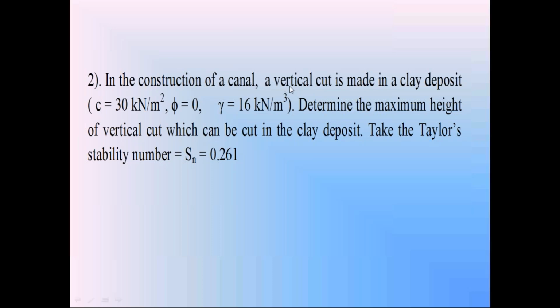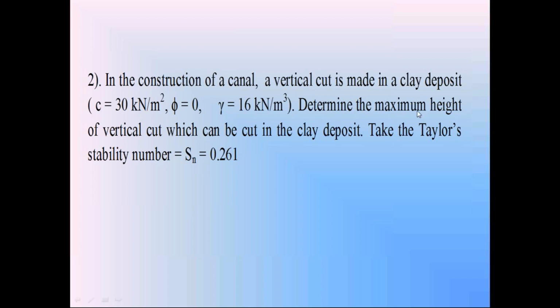In the construction of the canal, a vertical cut is made in a clay deposit. So the canal is excavated in the clay deposit. The sides of the canal are not sloping sides; they are vertical sides, that is a vertical cut made in a clay deposit. They give the cohesion of that clay deposit, C. They give the angle of internal friction, phi, as 0. They give the unit weight of the clay deposit, gamma.